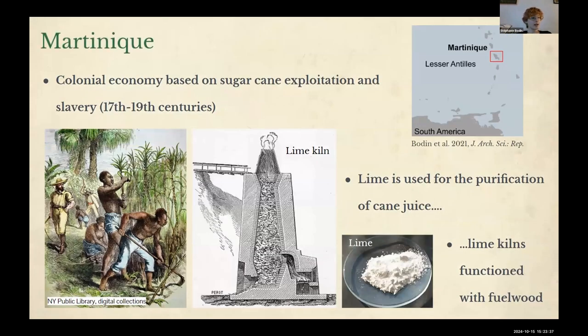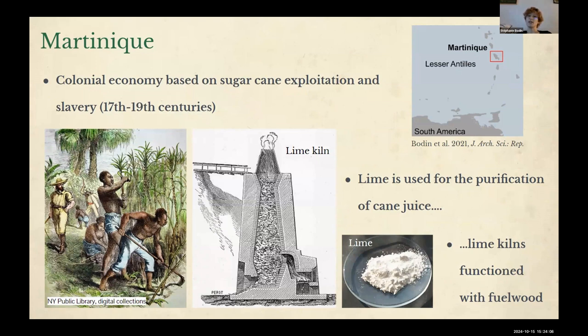And now I will end with the last example. In the Caribbean, Martinique is a small island here in the Lesser Antilles. The economy of the island during colonial times was based on sugarcane exploitation and slavery between the 17th and the 19th century, like in many places in the Caribbean, but also in French Guiana, by the way. Here I will talk about lime kiln workers.